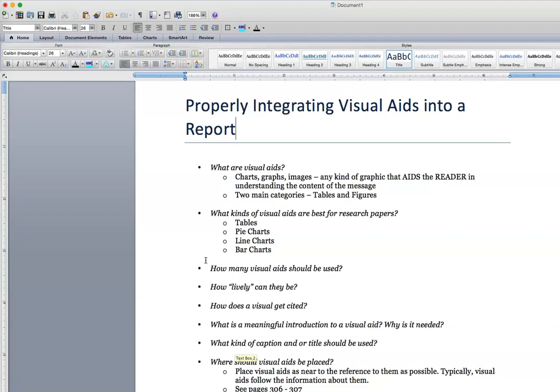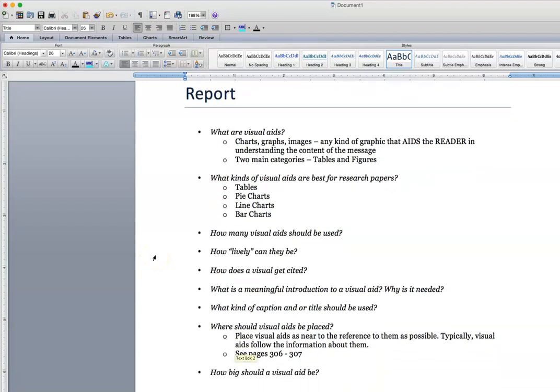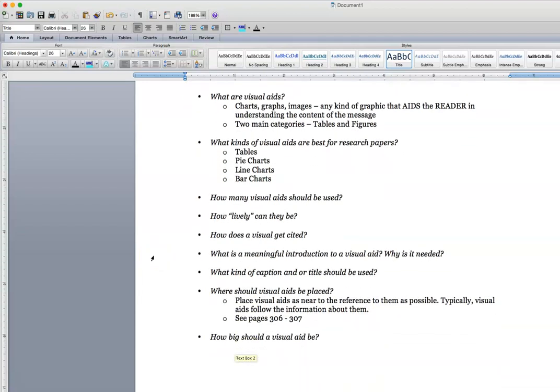So what kinds of visual aids are best? Like I said, tables, pie charts, line charts, bar charts, all of those possibly could be used in a report. I'm just going to go over tables and pie charts to show you a few things about them and how to insert them into your document. So how many visual aids should be used? For this assignment, you need to incorporate 1 to 2 visual aids, no more than 2.